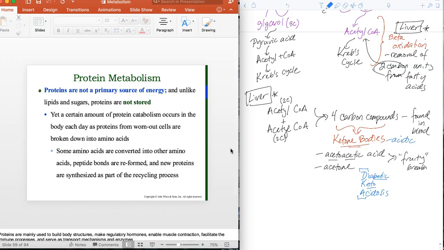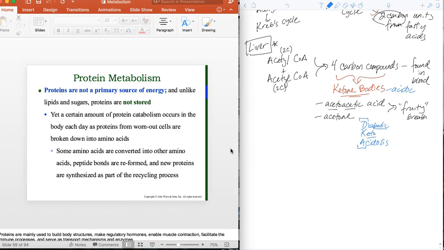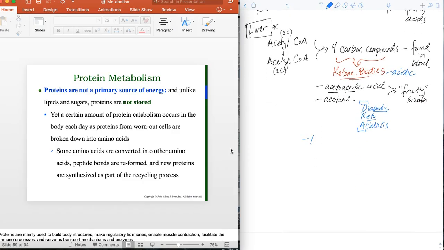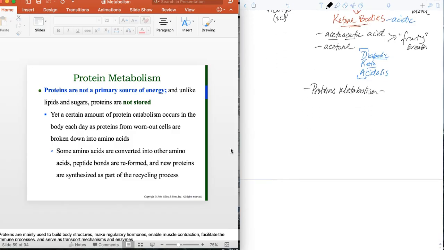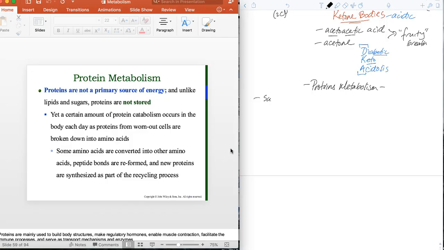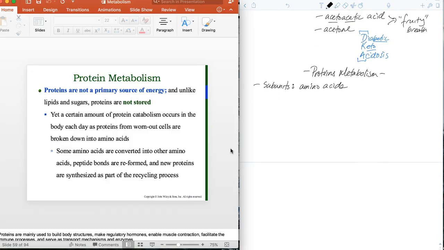All right. Now, the final fuel source potentially can be proteins. So protein metabolism. We talk about carbs as a source, lipids, and then there's proteins. This one's fairly brief because this is really, really extreme as a fuel source. Remember, proteins are made up of subunits. Those subunits are called amino acids. So when you build proteins, that's called anabolism.